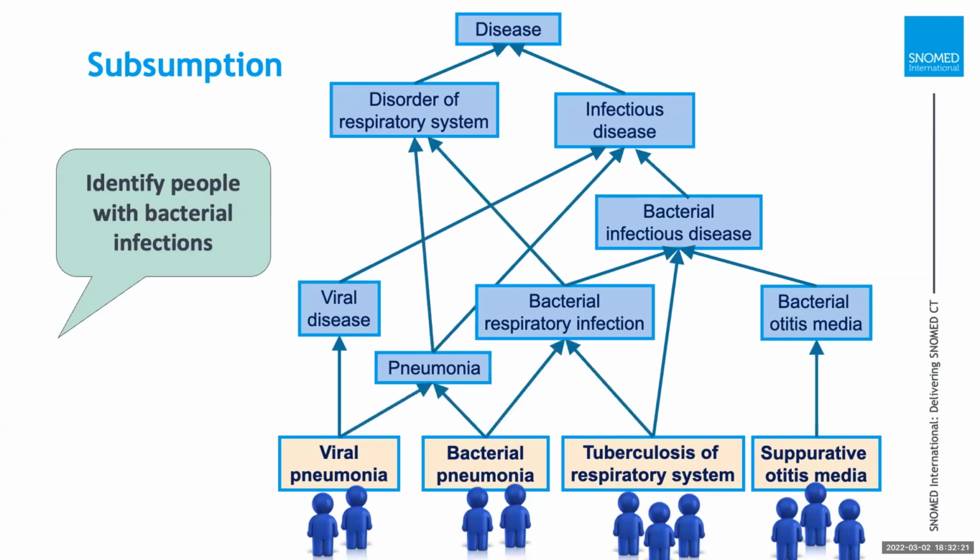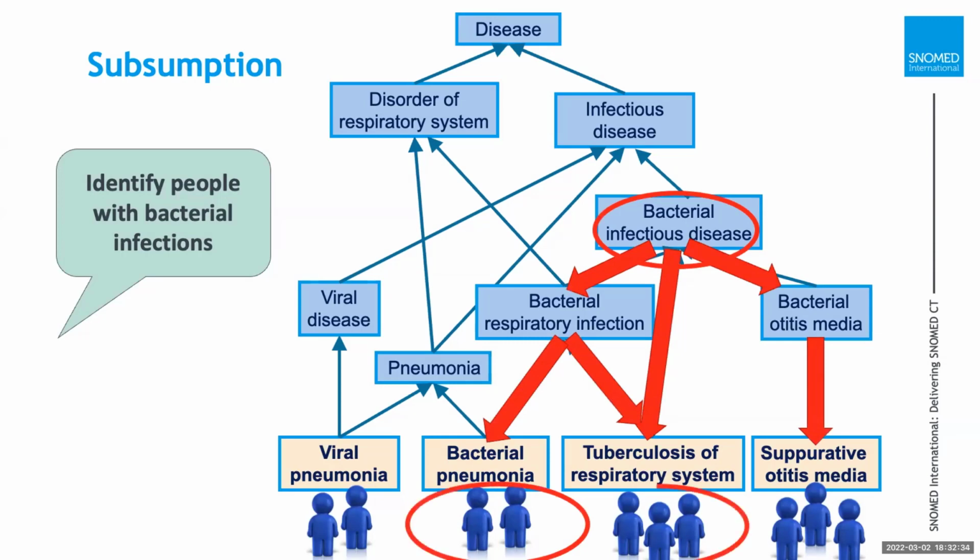And with SNOMED, if we want to identify people with a bacterial infection, we would need to do the same, but with a different starting point. So now we want to find all the descendants of bacterial infectious disease. And then we can find all of those. So as you can see, some people fall within both of these queries.